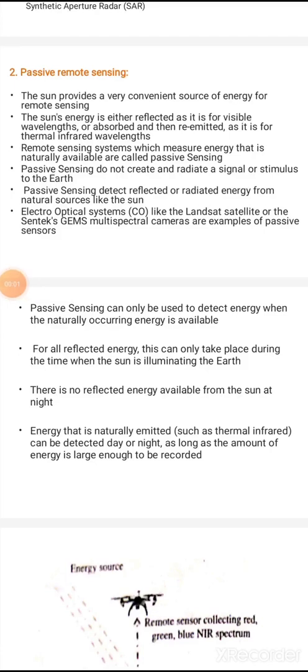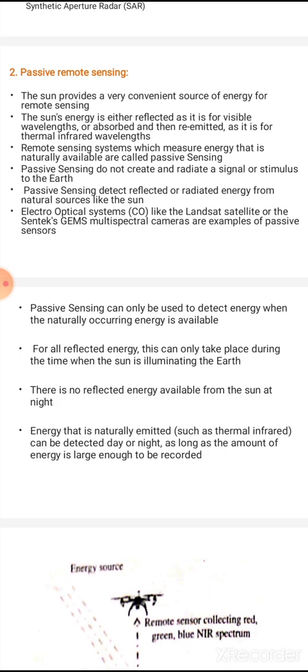So next is passive remote sensing. The sun provides a very convenient source of energy for remote sensing. The sun's energy is either reflected, as it is for visible wavelength, or absorbed and then re-emitted, as it is for thermal infrared wavelength. Remote sensing systems which measure energy that is naturally available are called passive sensing.